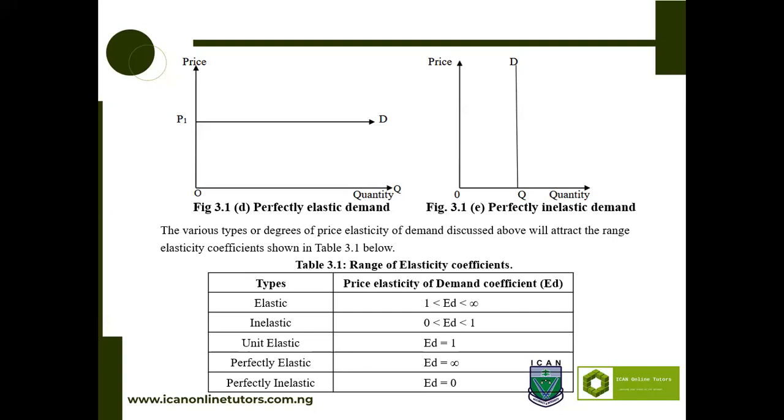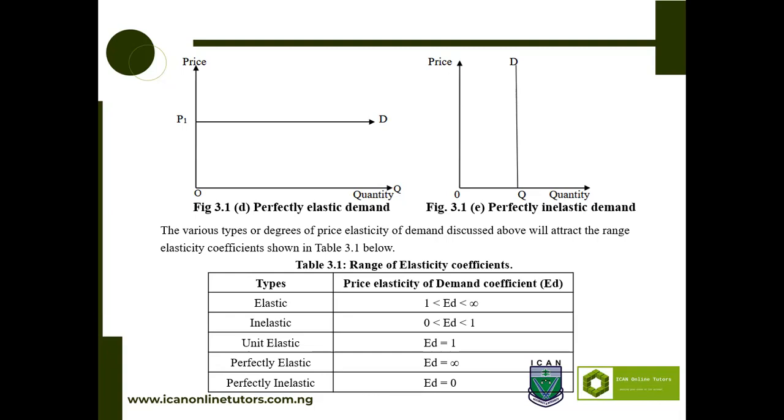So this is a pictorial illustration of perfectly elastic demand and perfectly inelastic demand. The perfectly elastic demand shows that either there is an increase or decrease in price, demand for the commodity will stay stagnant. That is, there won't be any purchase, there won't be any consumption of such goods. While with perfectly inelastic demand, this will not affect the quantity demanded, irrespective of any changes in the price of the commodity.